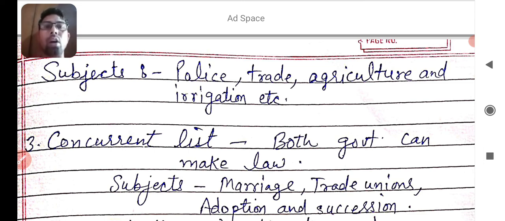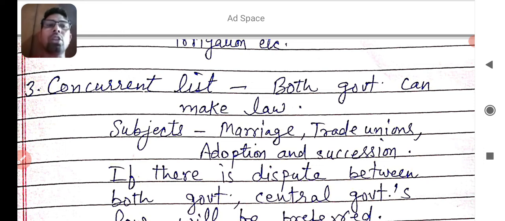And the next is the Concurrent List. Both governments can make law. The state government can make its own law in the Concurrent List, and the central government can make its own law. And what are the subjects here? Marriage, trade unions, adoption, and succession. These are some examples of subjects included in the Concurrent List.